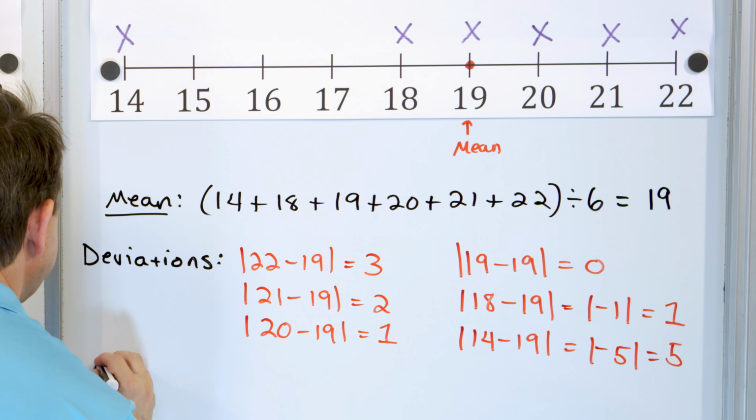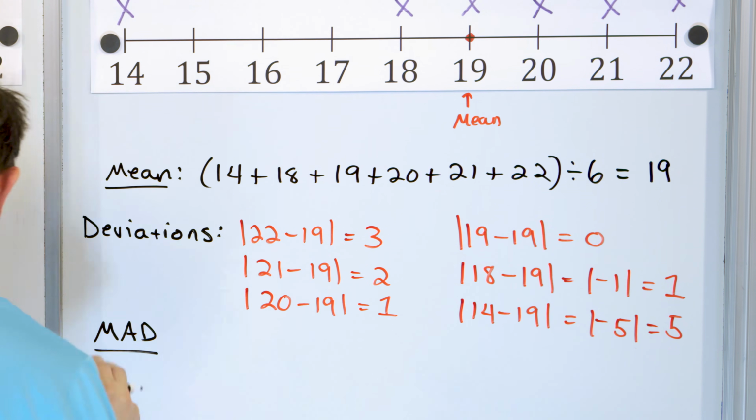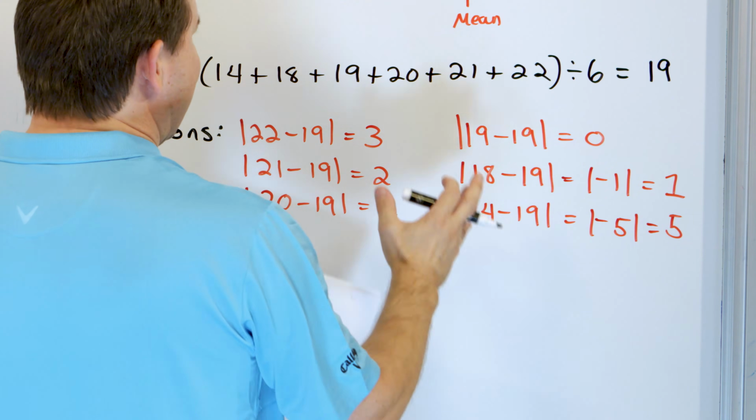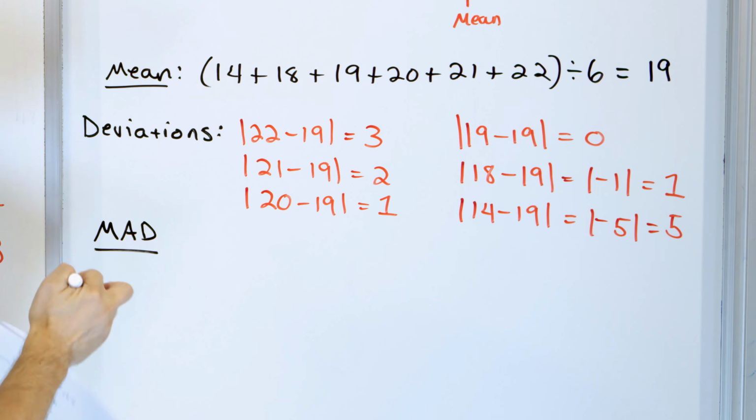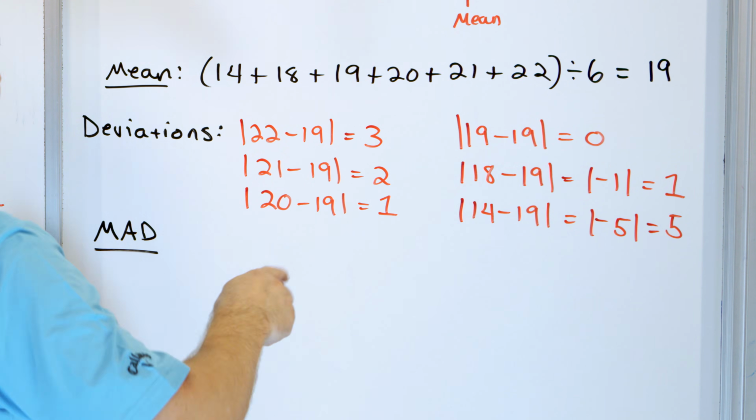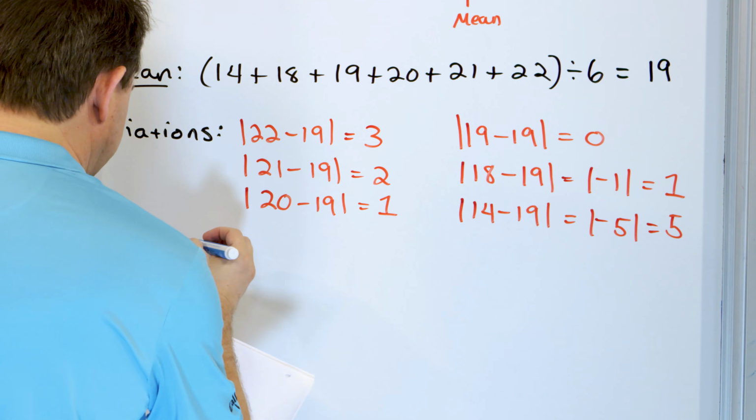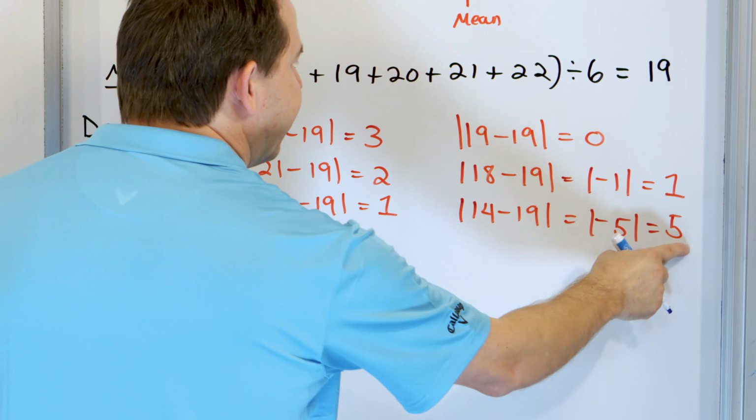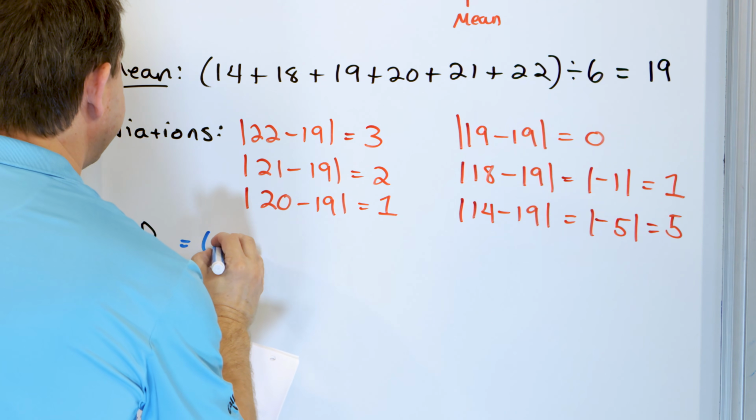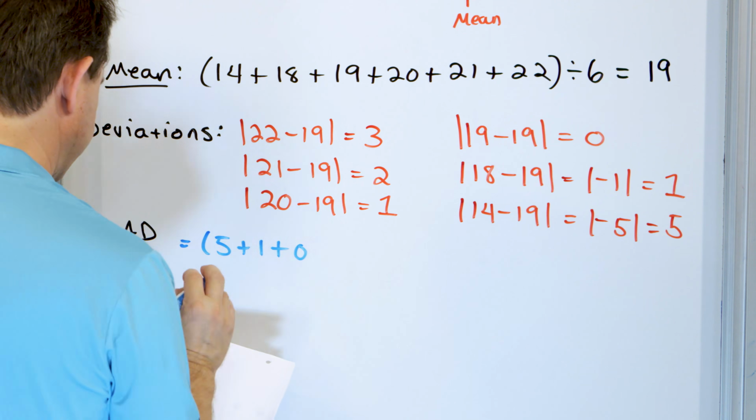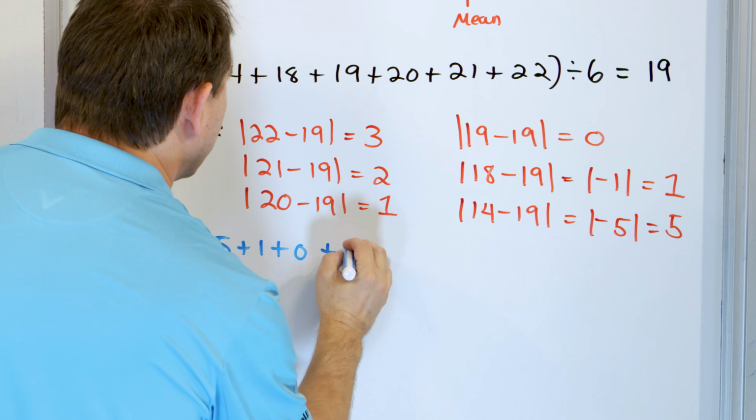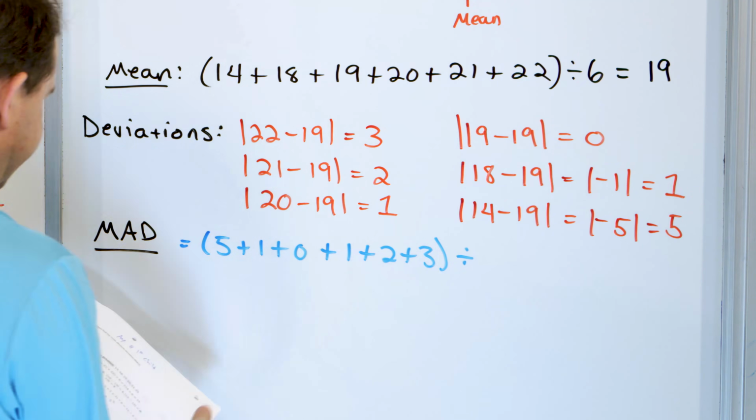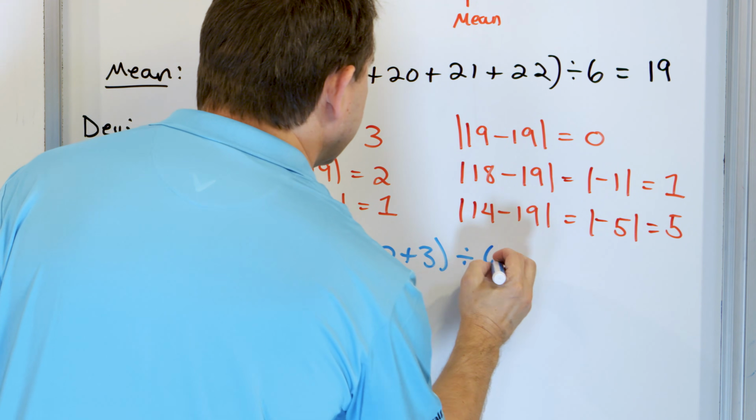Now let's calculate the MAD, which is the mean absolute deviation. So here are the absolute deviations of all the points and how far they are from the mean. All we have to do to figure this out is add them up and divide, right? So we can start over here, 5 plus 1 plus 0. Then we have 1 plus 2 plus 3. And we have to divide by 6 because there's 6 of these deviations, right?